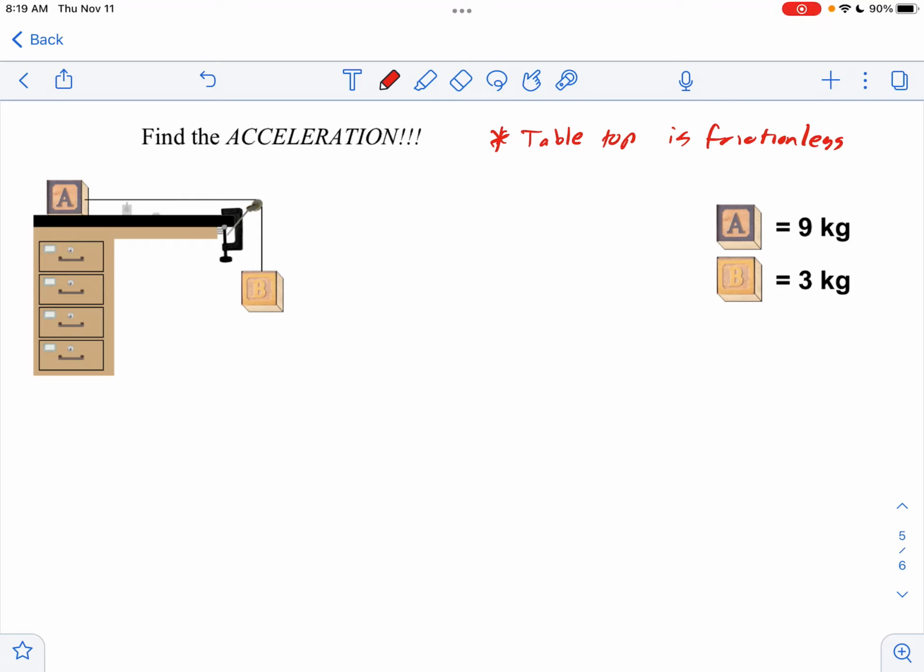Note up here I've got it written down that we're going to assume that the tabletop is frictionless. So it's an ice table or block A is a hover puck. Believe it or not, it's going to make the problem a little bit simpler to solve. We can do it with friction, it's just a tougher problem. This problem is hard enough as it is.